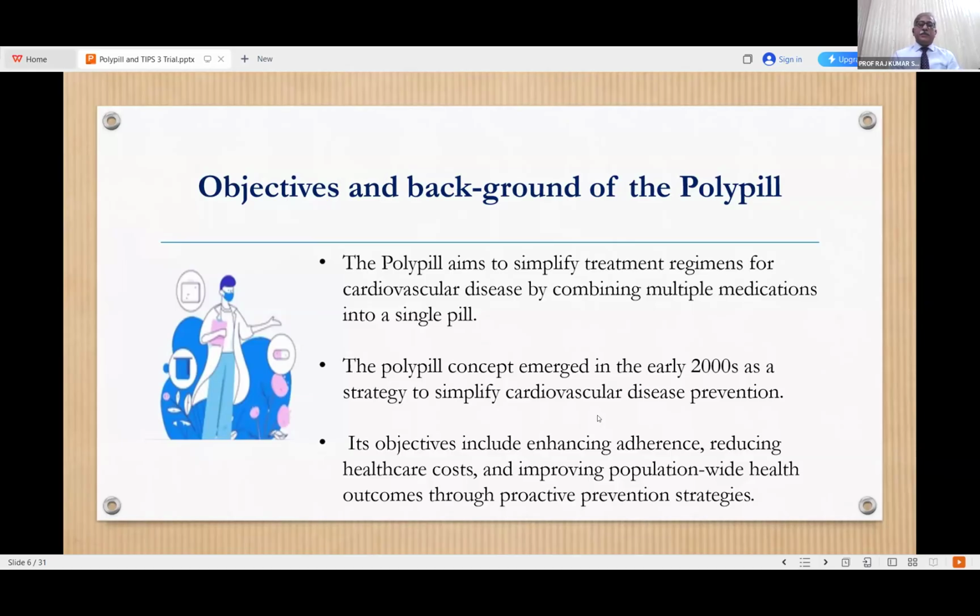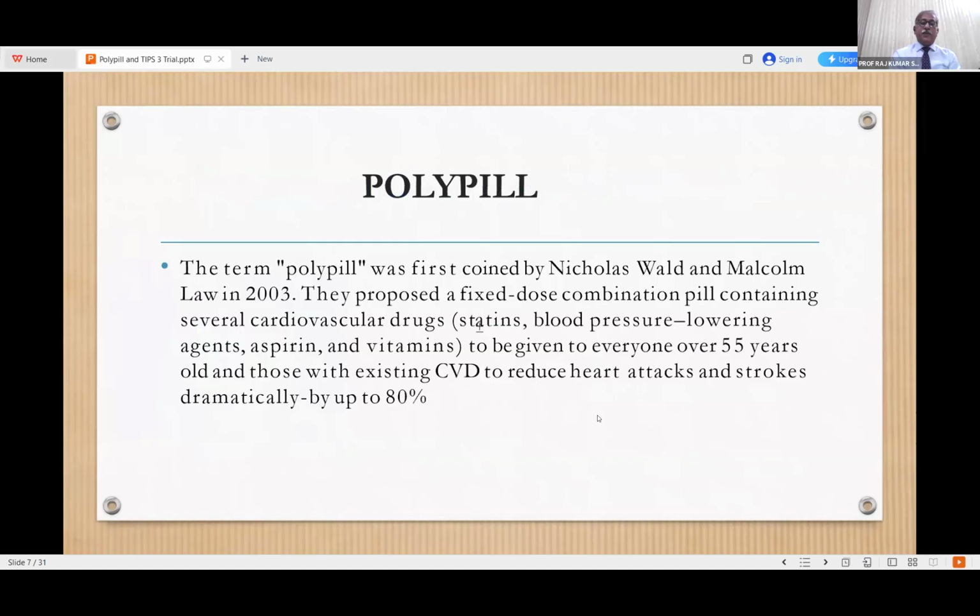So the polypill concept emerged in the early 2000s as a strategy to simplify cardiovascular disease prevention. Its objectives include enhancing adherence, reducing healthcare costs, and improving population-wide health outcomes through proactive prevention strategies. As we all claim, prevention is better than cure, but we need to do a lot.